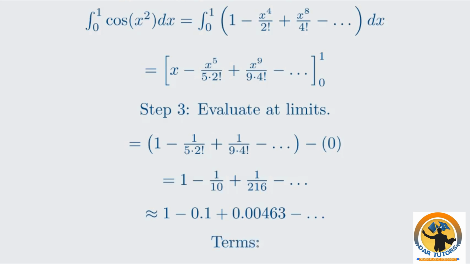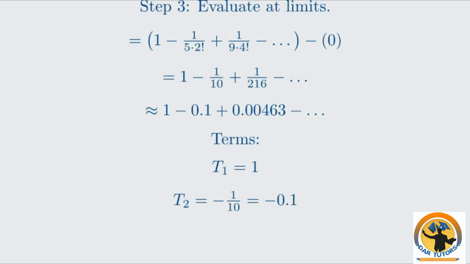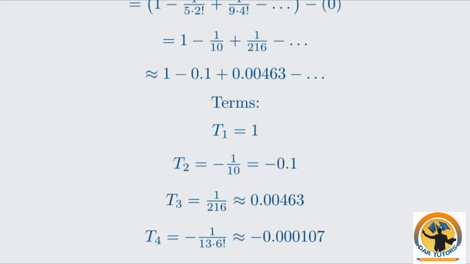0.00205. The first term is 1. The second is negative 0.1. The third is approximately 0.0463. The fourth term would be negative 1 over 13 times 6 factorial, which is about negative 0.0. The fifth term is even smaller. Since the fourth term is not smaller than 0.005, we need to include it.